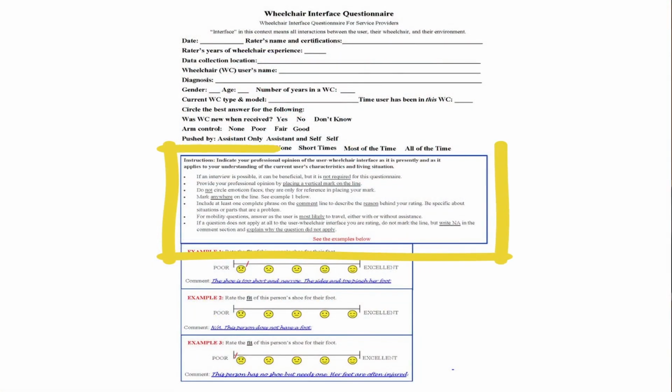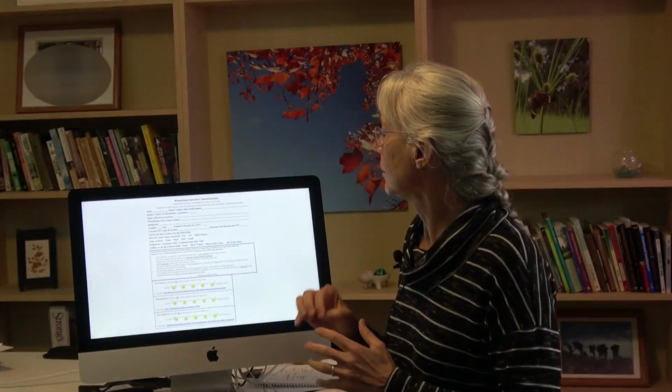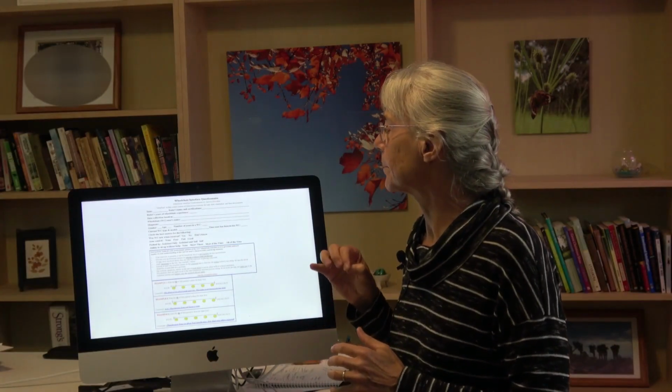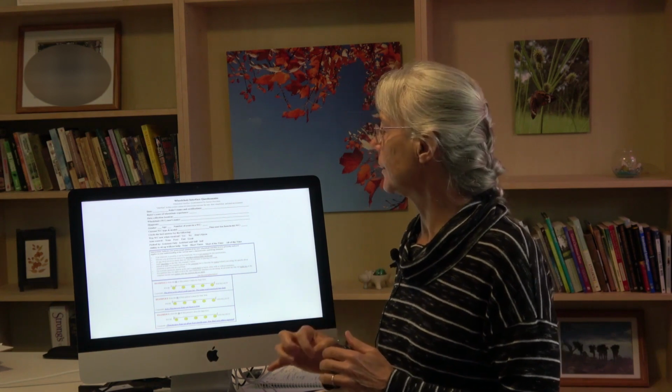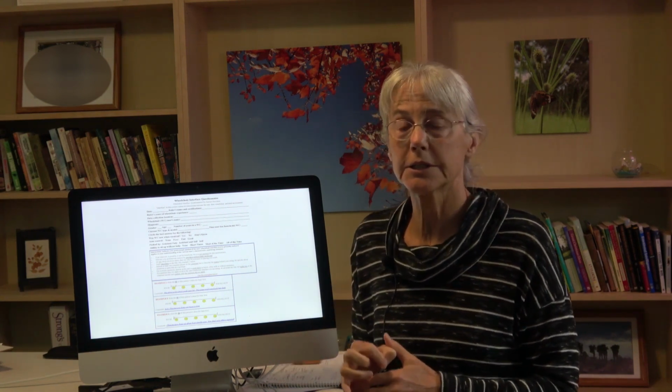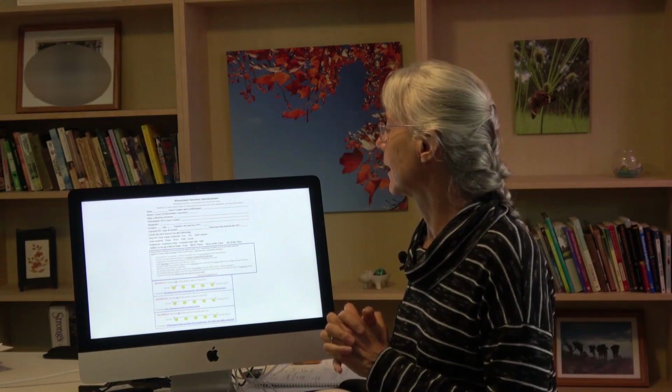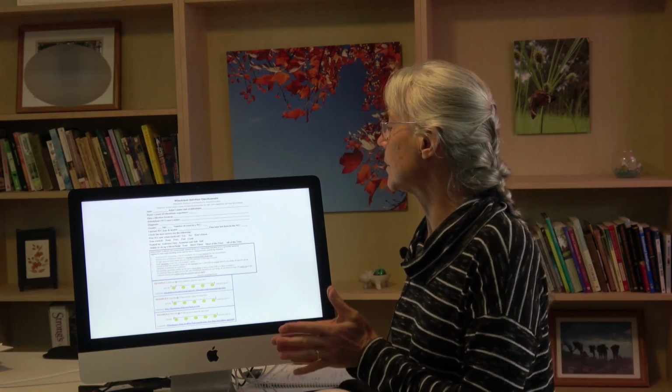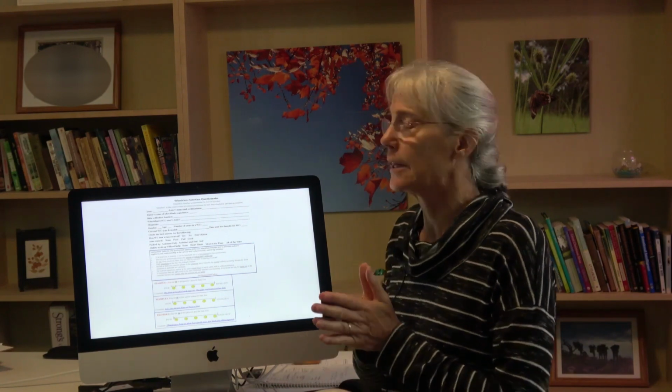The instructions at the top say indicate your professional opinion. Notice it says professional opinion. This is a questionnaire. It's not a checklist. It's your professional opinion of the user wheelchair interface as it is presently based on your understanding of its current user's characteristics and living conditions. This is your professional opinion. If an interview is possible, it can be beneficial, but it is not required.